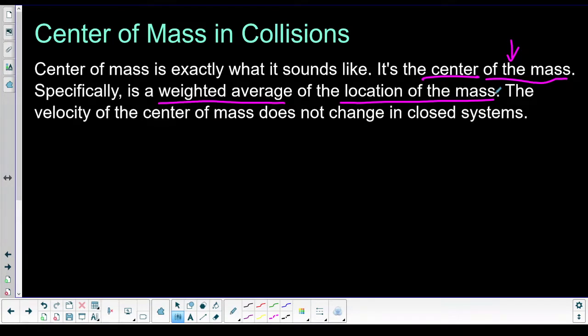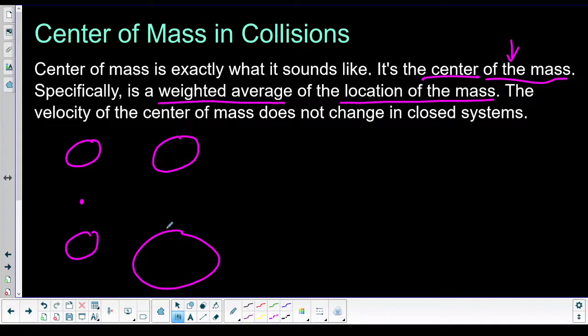So let me maybe give you an example. If you have two masses, you have a ball here and a ball here, and they're the same mass, the same size. The center of mass is right in the center of them. Here's the weighted average part of it. If this mass were twice as big as this mass, then the center of mass is going to move slightly closer to this one, because there's more mass over here, right?